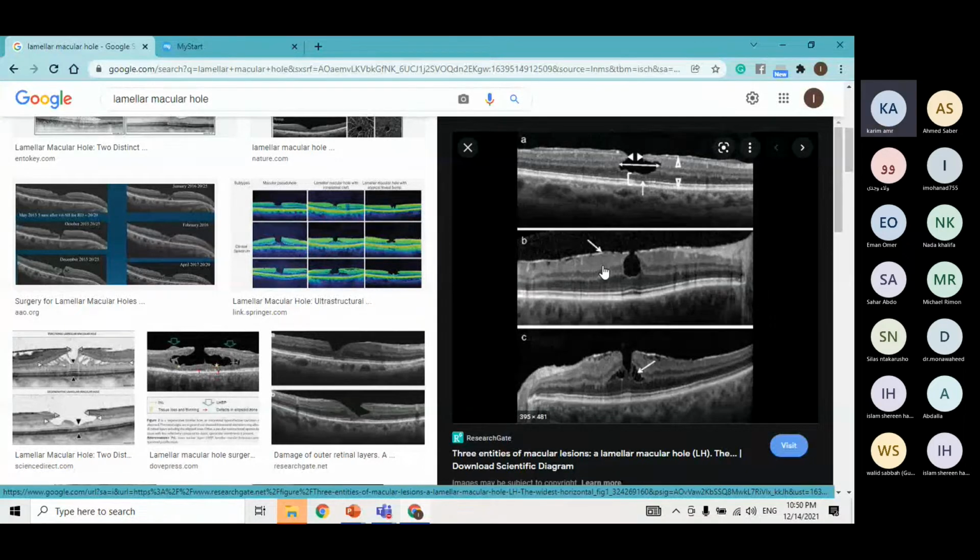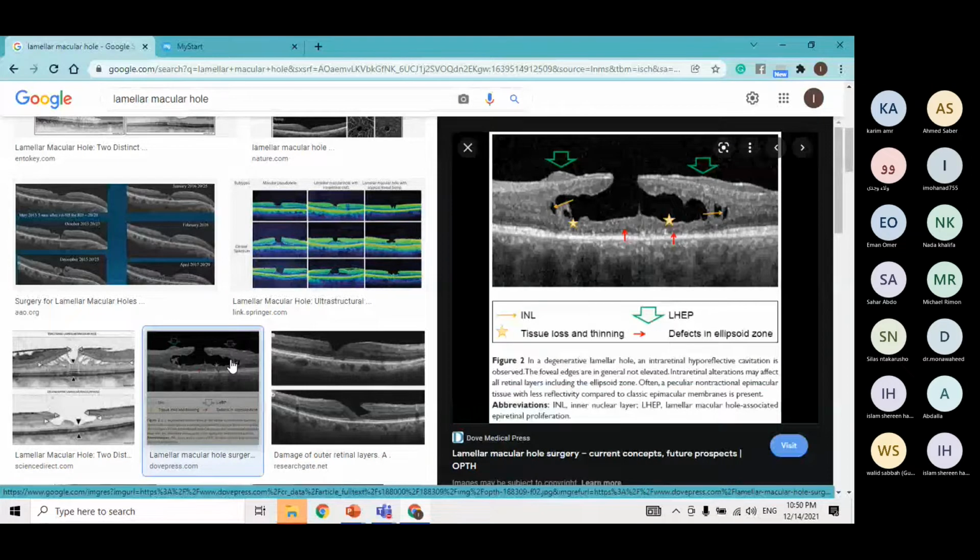Okay, anyone doesn't understand the difference between a lamellar hole and a pseudo hole? So what do you think this is? Is it a lamellar hole or a pseudo hole? A lamellar hole, doctor. I'll say this is a lamellar hole.